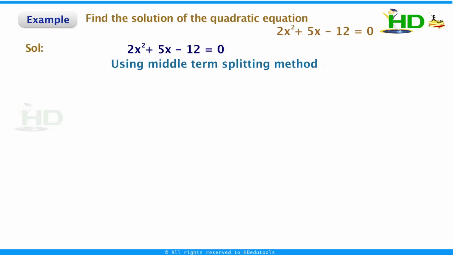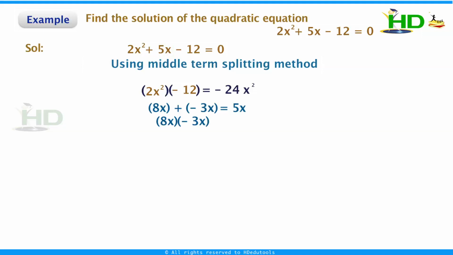That means in this equation, the middle term is 5x. The product of the first and last terms is 2x square into minus 12. It is equal to minus 24x square. And now we have to split the middle term such that the sum of the two terms is equal to 5x and the product of these two terms is equal to minus 24x square. Now the middle term is 5x. If I take 8x and minus 3x, 8x minus 3x is 5x, and 8x into minus 3x is minus 24x square.